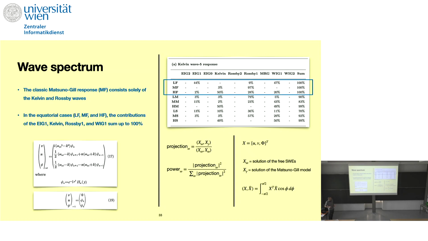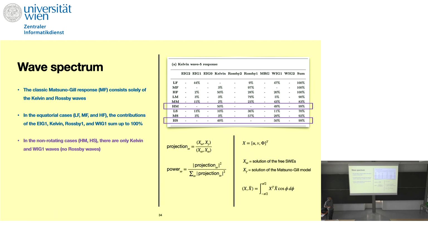Next, in the equatorial cases corresponding to the beta plane, Matsuno actually noted that the response to a Kelvin wave can consist only of an EIG wave 1, a Kelvin wave, a Rossby wave, and a westward IG wave 1. And indeed, we see that in those cases, those four always sum up to 100%, but with different fractions depending on the damping rate as well.